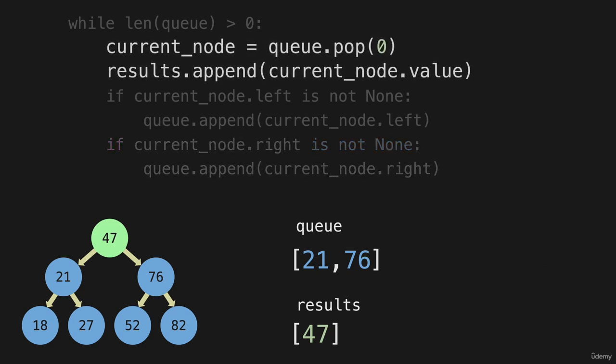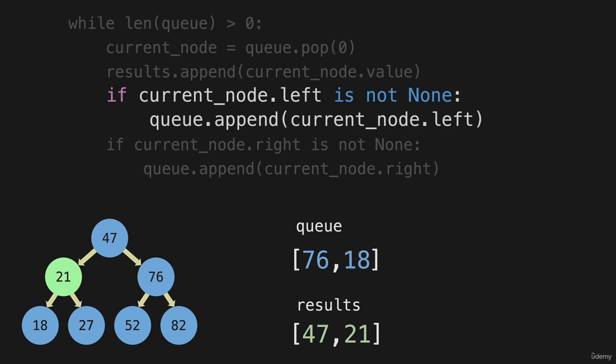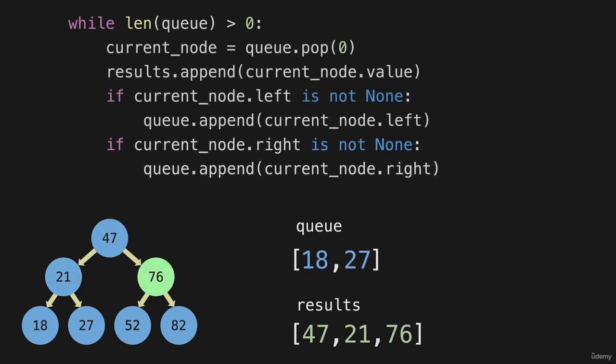As we move through this while loop and repeat this, I'm going to combine these two lines. We're going to pop that first item off, and then we're going to append the value into the results list. So then the 21, we're going to look to see if it has an item on the left. That's going to be the 18. We'll append that to the queue. And then the item on the right, we'll append that. Now we run the while loop again, and we move the 76 down to the results, and we look to the left of the 76 and add the 52 to the queue. And then to the right of the 76, we append the 82.